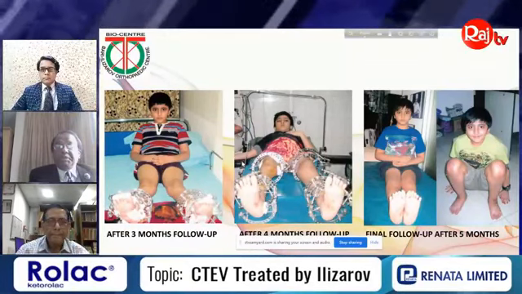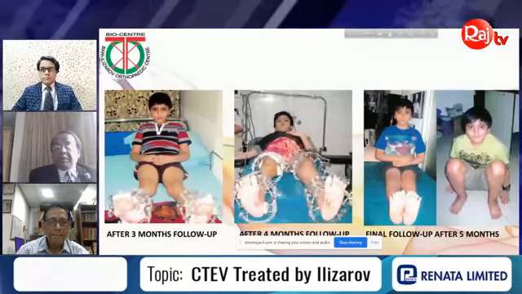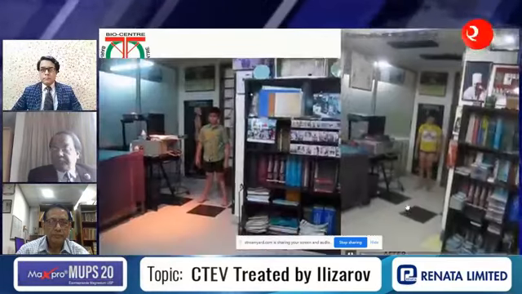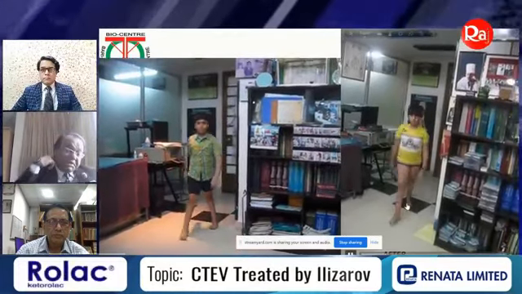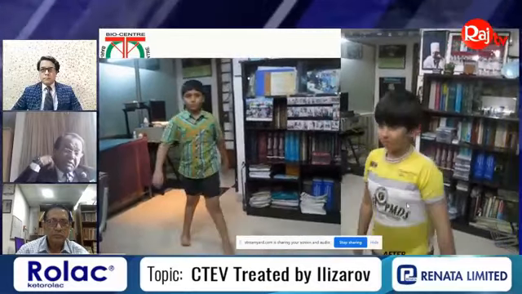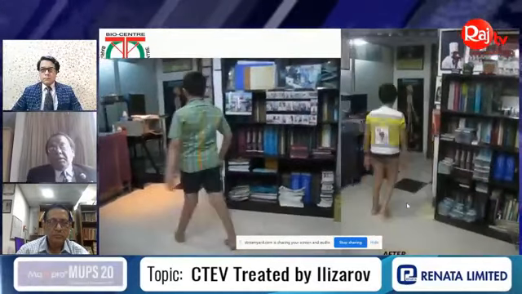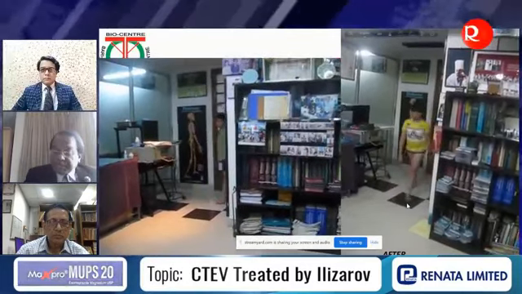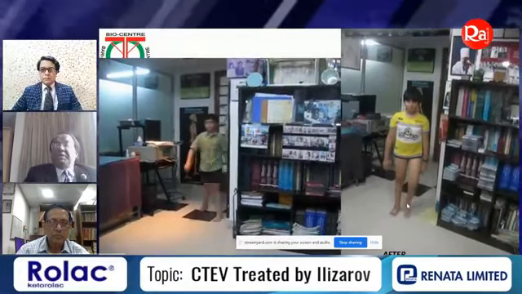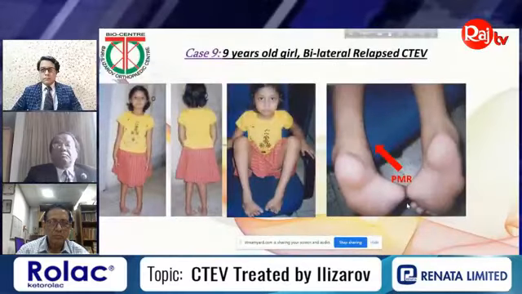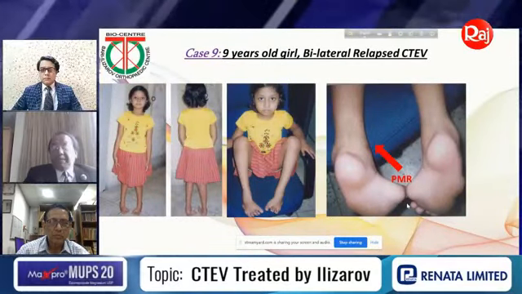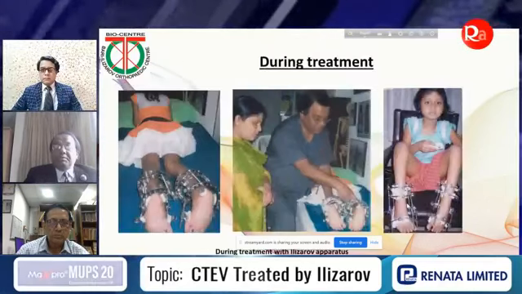I did the surgery here and here to correct the genu valgum and to correct the relapsed club foot. Now we can see here, before surgery, how he was walking and how he's walking after surgery. Fantastic case, fantastic result with magical Ilizarov. Bilateral CTEV, relapsed, again PMR, sequelae of PMR.